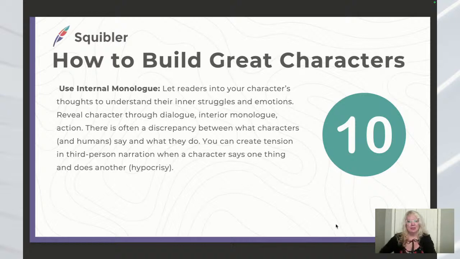Oh my goodness, I've lost the thought here. Anyway, there are lots of good examples of characters that do one thing and then another.